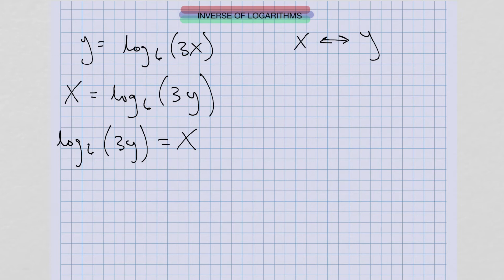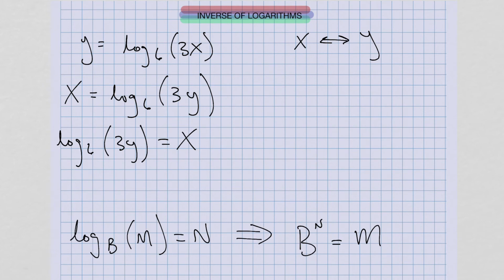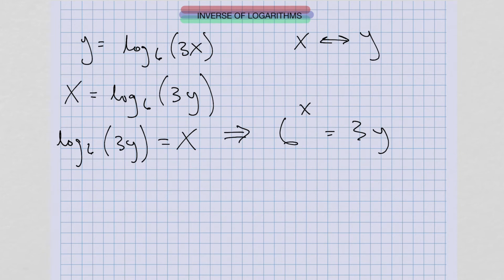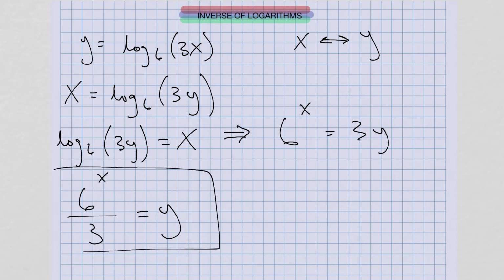And you notice that this is similar to the first concept that we had here that I wrote out for you. Okay, here's our base, here's our base, here's our exponent. So what this is saying is that 6 raised to the x power equals 3y. Okay, just going off of our key. Alright, now solving for y, we're going to divide both sides by 3. So we have 6 raised to the x power over 3 equals y. And this is our answer.